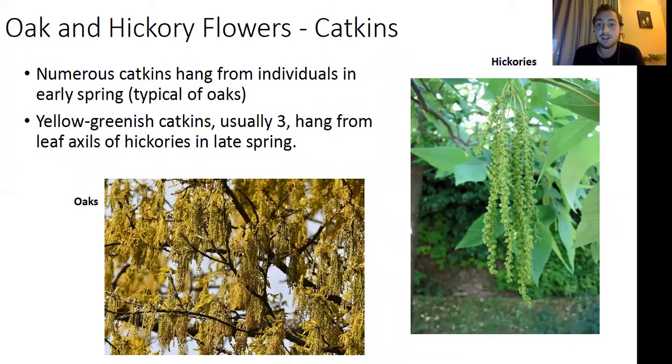Hickories are the same. They also have the catkins, usually appearing a little bit later in spring, most generally having 3 hanging from each leaf axil. So that is our flowers. Before moving on to fruits, are there any questions?